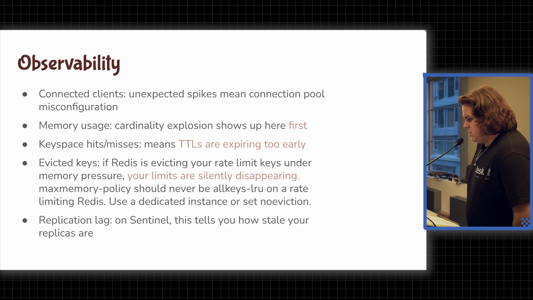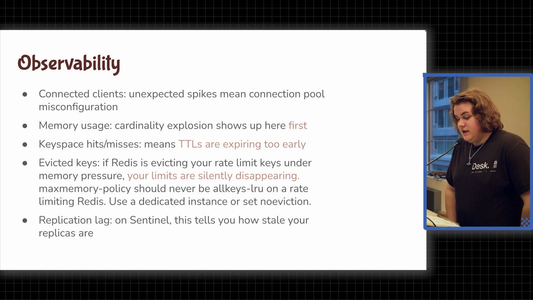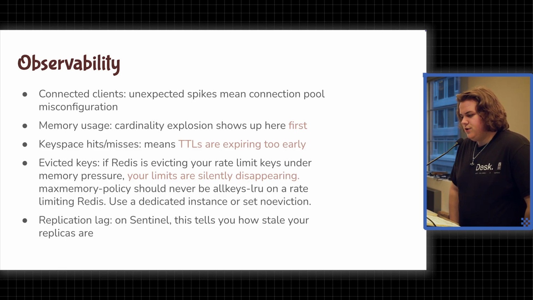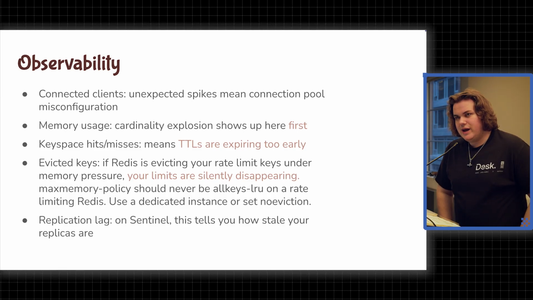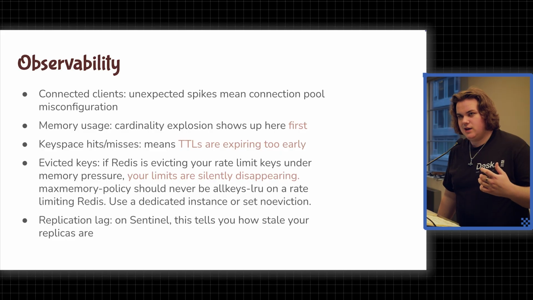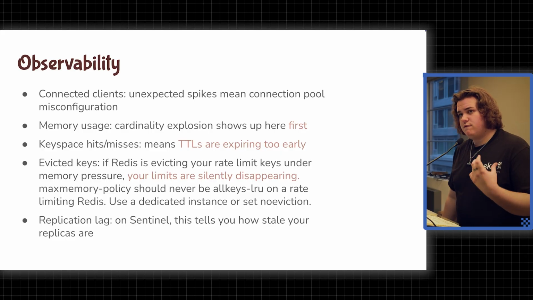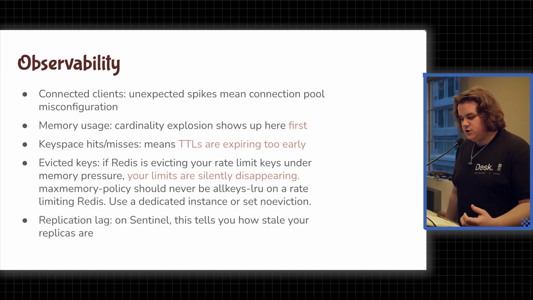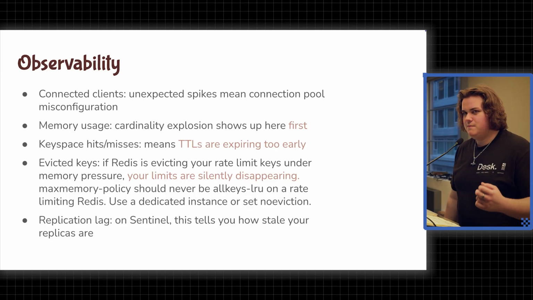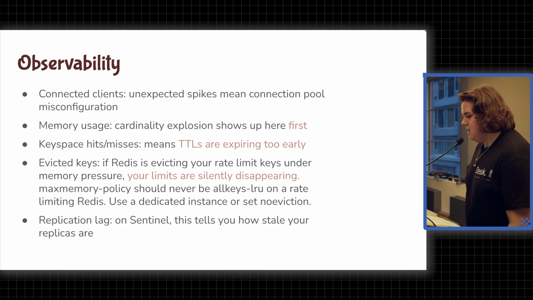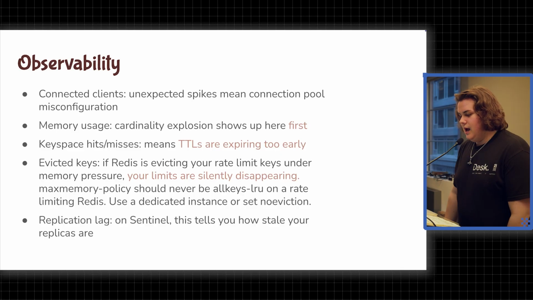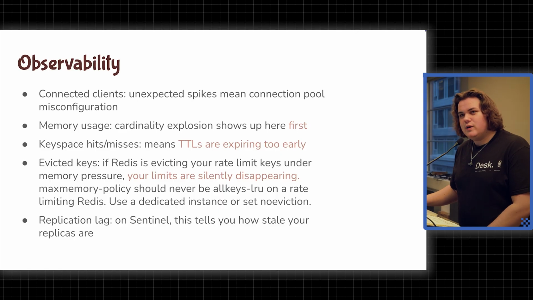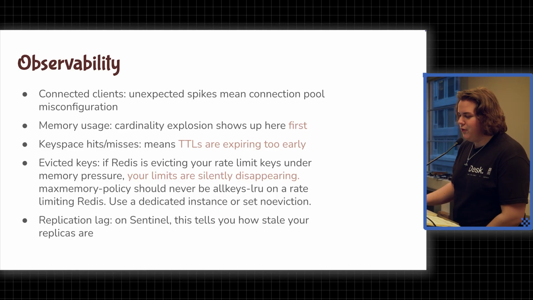It's also important to note that if you have evicted keys enabled, which it is by default, this could be very dangerous for your rate limiter because under memory pressure, Redis will choose to just delete cold keys from your key store, and that could be pretty dangerous. So you'd want to set that to no eviction and monitor to make sure that you're not losing keys. And if you're using a Sentinel, replication lag will tell you how stale your replicas are to make sure that in case Redis does go down, you'll be able to restore from a better point.